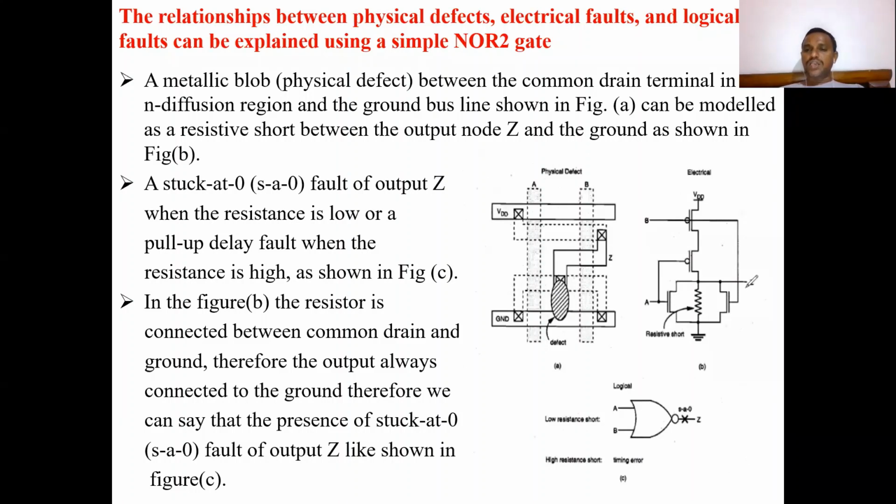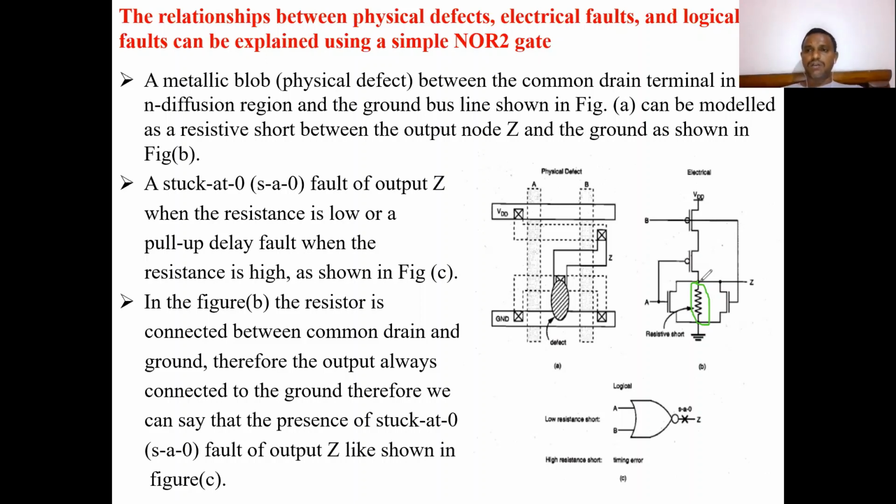So this Z is connected to the common drain, and that common drain is shorted with the ground. That is a point you have to remember and observe here: how these physical defects will cause electrical faults, and these electrical faults will be converted into logical faults. Here, the Z is connected to the common drain.